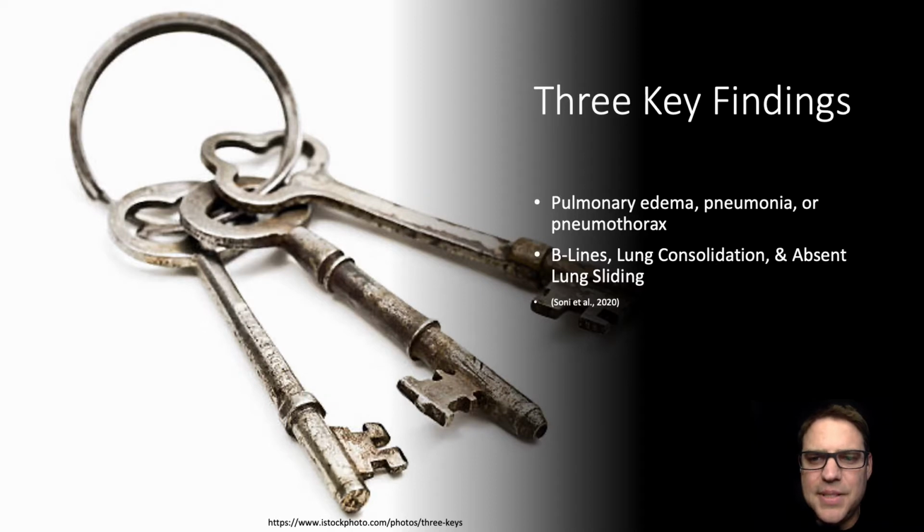When assessing the dyspneic patient's lungs with point of care ultrasound, there are three key findings that suggest either pulmonary edema, pneumonia, or pneumothorax as the source. These abnormal findings include B-lines, lung consolidation, and absent lung sliding. The dyspneic patient without at least one of these findings should be evaluated for other pathologies such as asthma, COPD, pulmonary embolus, or non-pulmonary disorders.